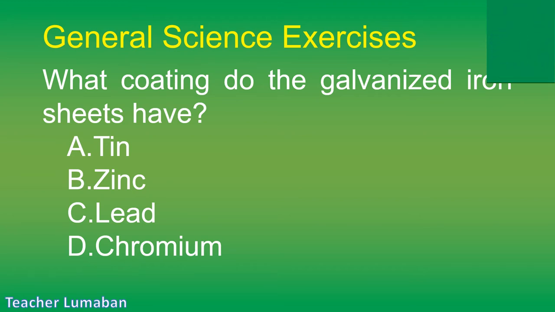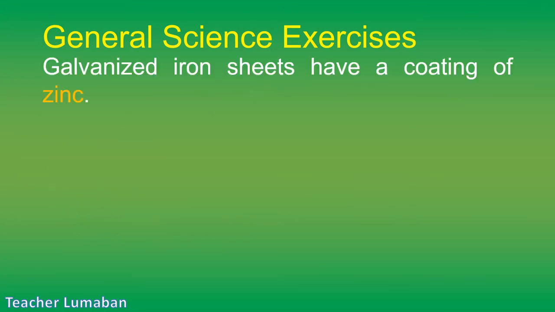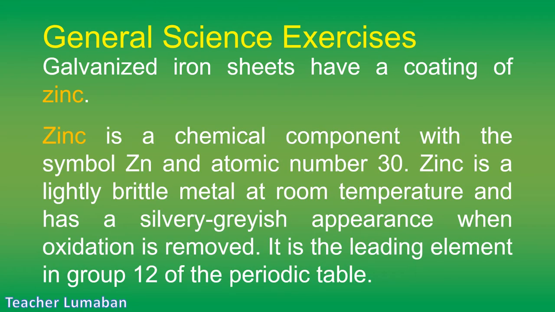The correct answer is letter B, zinc. Galvanized iron sheets have a coating of zinc. Zinc is a chemical component with the symbol Zn and atomic number 30. Zinc is a slightly brittle metal at room temperature and has a silvery grayish appearance when oxidation is removed. It is the leading element in group 12 of the periodic table.